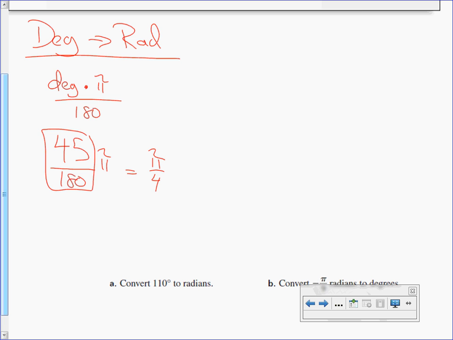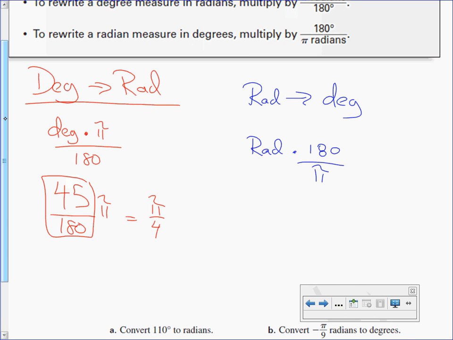And then to go the other direction, to go from radians to degrees, well, you take the value in radians, you multiply it by 180 over pi. Oh, it could be three halves. It could be a fraction. Yeah, exactly. So you have multiple ways of doing that.